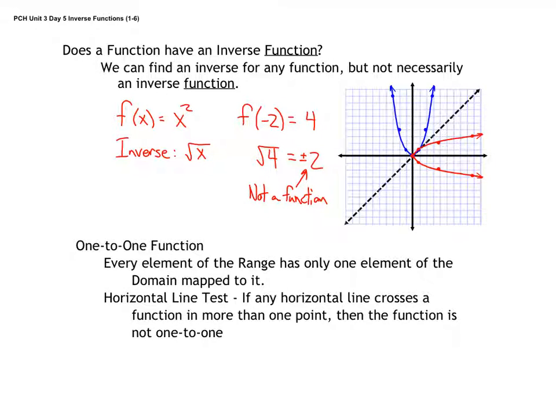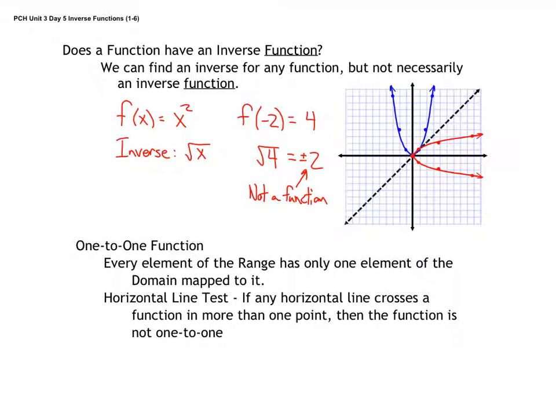So if it doesn't pass the horizontal line test and it's not one-to-one, you can't really find a function, is that what you're saying? You cannot, as it is right there, find the inverse function. You could always flip it, but when you flip it, it's not going to be a function. Reflected across the line y equals x.